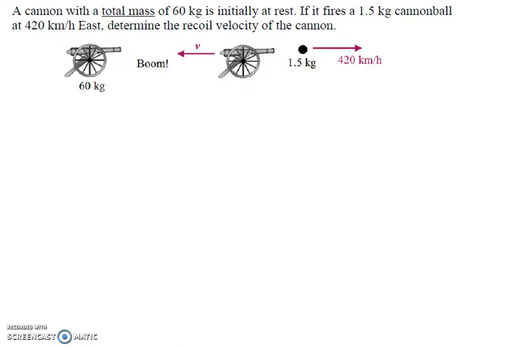Right now we're going to do a second example, which is an explosion situation where every momentum cancels each other just because it was at rest. Let's read the question together. A cannon with a total mass of 60 kg is initially at rest. If it fires a 1.5 kg cannonball at 420 km per hour east, determine the recoil velocity of the cannon.